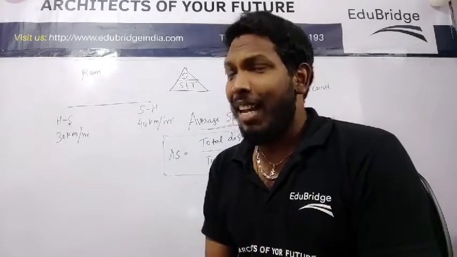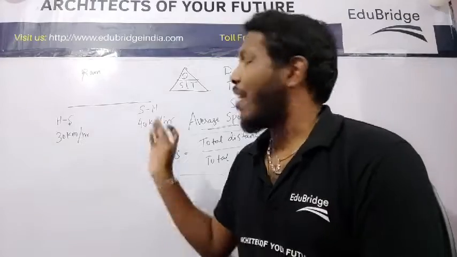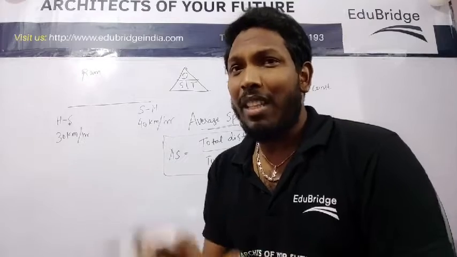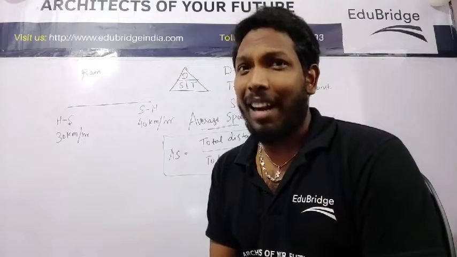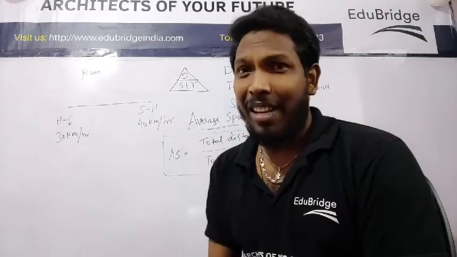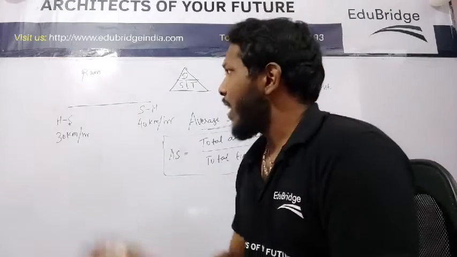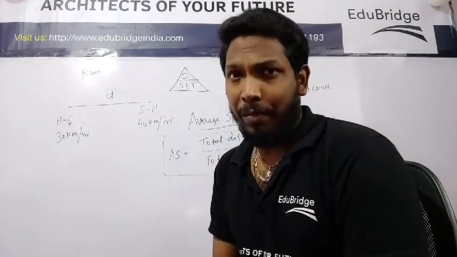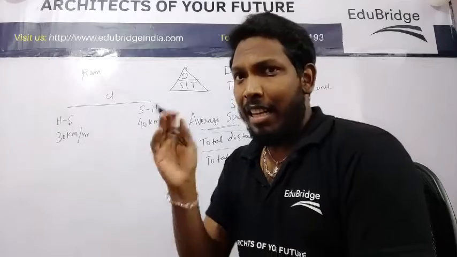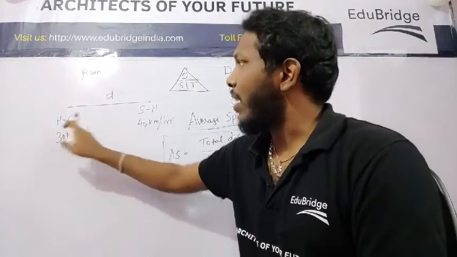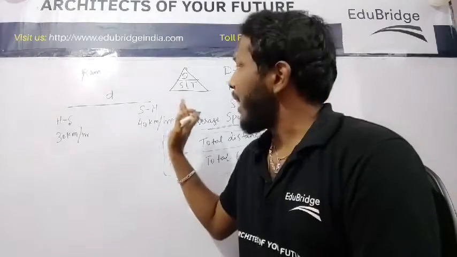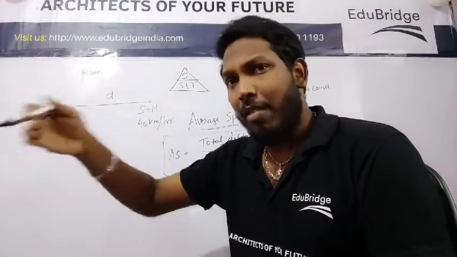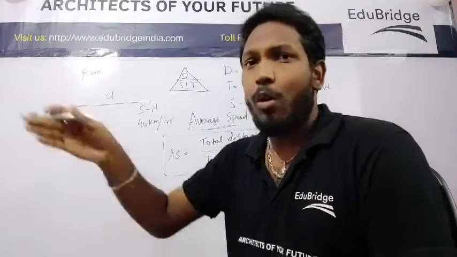You might be thinking that I have 30 km per hour here and 40 km per hour here, so simply 30 plus 40 divided by 2 is how I can calculate average speed. If you are thinking in that way, then you are wrong. Here the distance is constant. The distance he travels from home to school and then back from school to home is the same.